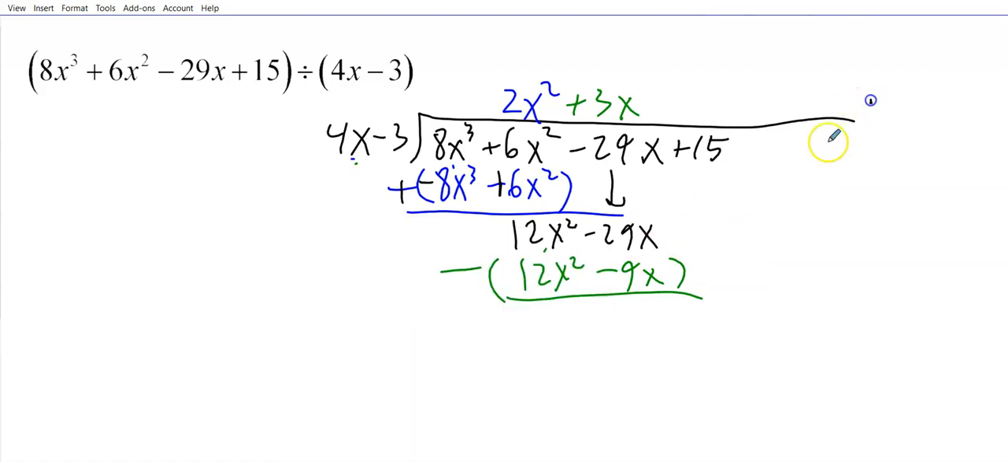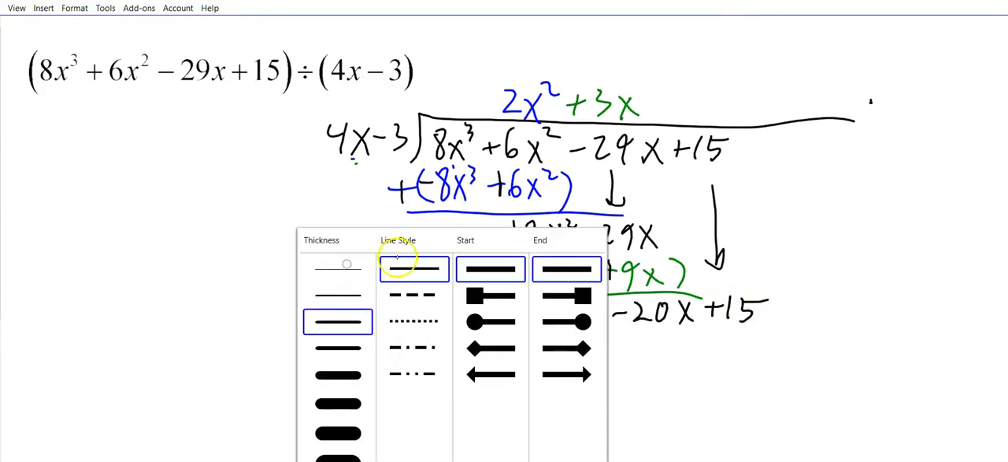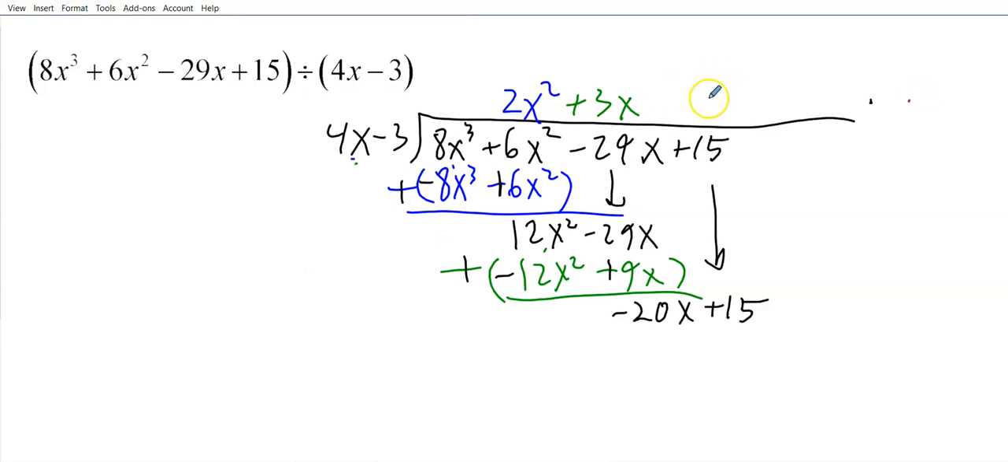Distribute the negative. And you get negative 20x. Bring down the next term, plus 15. Okay, we're getting there. I'm almost done because I'm almost done up top, so I know I don't have a constant left if there's anything here. So 4x times what is negative 20x? That would be times negative 5, so I'm going to say minus 5 up here. You get negative 20x. Negative times negative is positive, so that's plus 15.